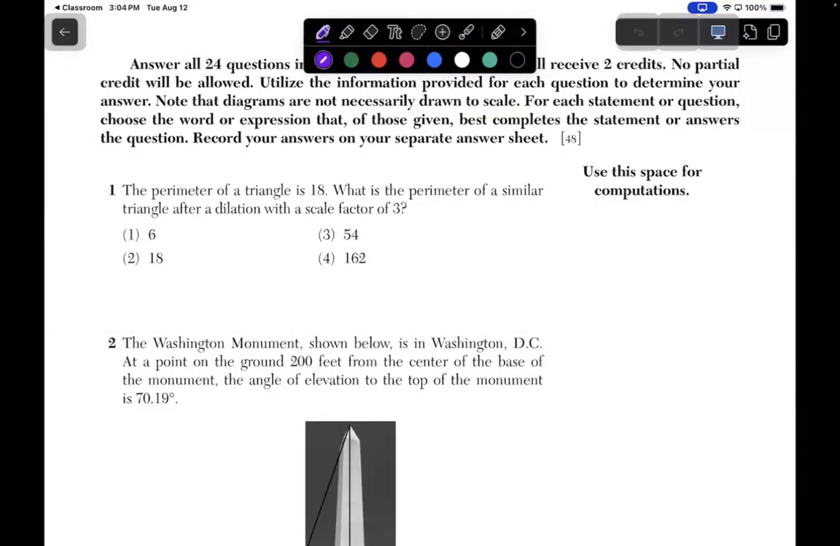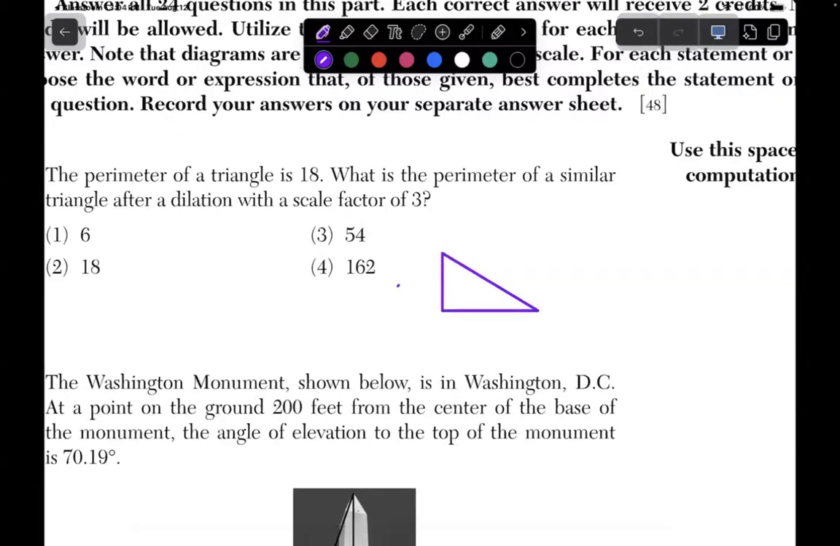So the perimeter of a triangle is 18. What is the perimeter of a similar triangle after a dilation with a scale factor of 3? What I would suggest is to just sketch a triangle. If it has to have a perimeter of 18, you could just make up some sides, right? You could do, I don't know, 10, 2, and 6, something like that. That would have a perimeter of 18.